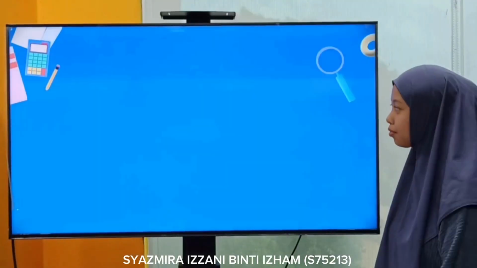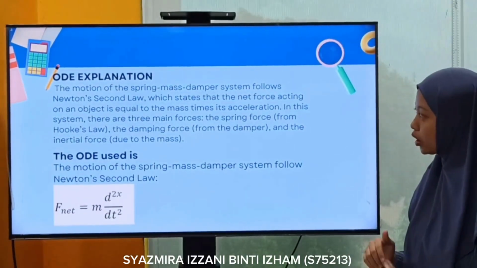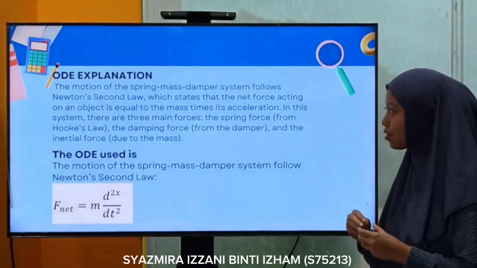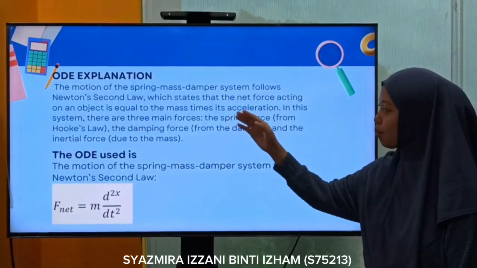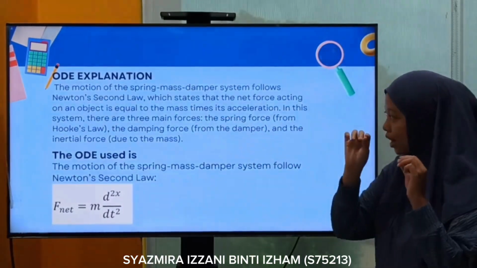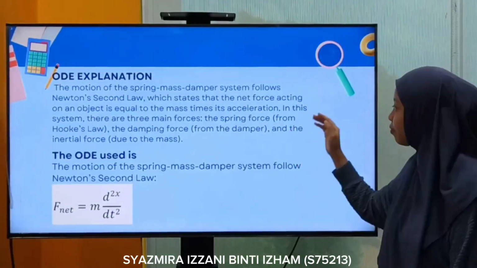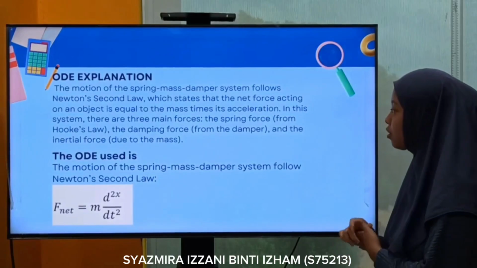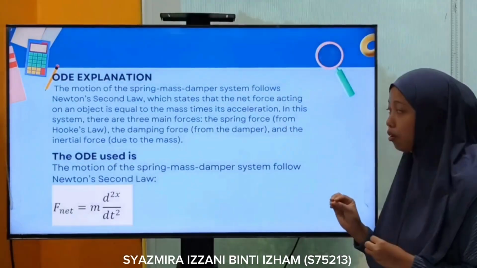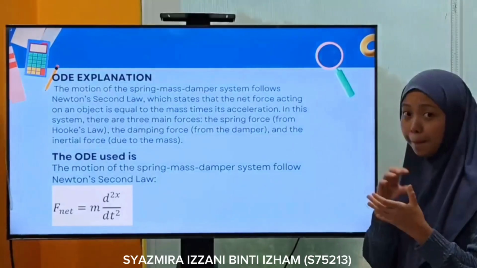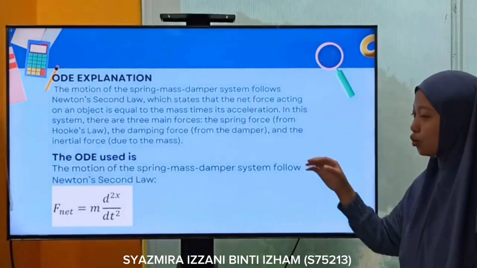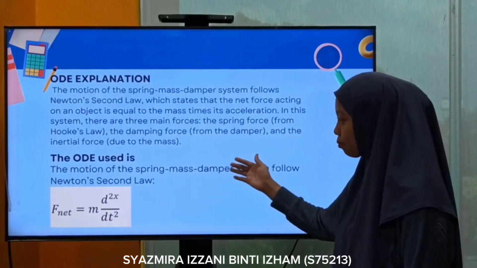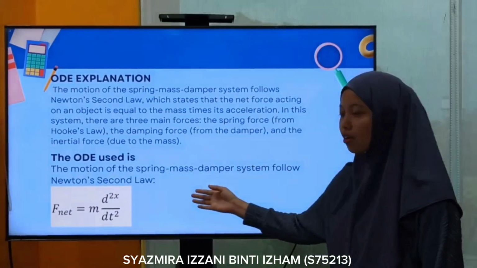Next, ODE explanation. The motion of the spring mass damper system follows Newton's second law, which states that the net force acting on the object is equal to the mass times its acceleration. In this system, there are three main forces: the spring force from Hooke's law, the damping force from the damper, and the inertial force due to the mass. This is the ODE we use.